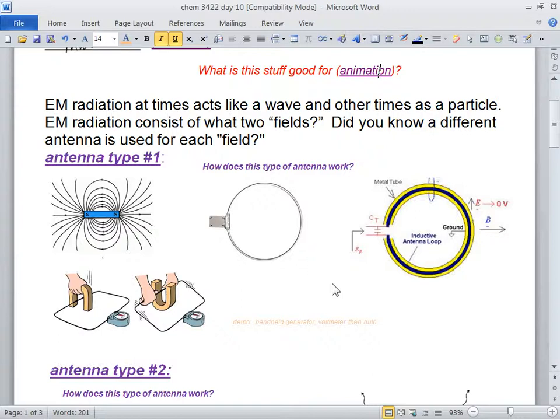So will a magnetic field push around a charged particle?